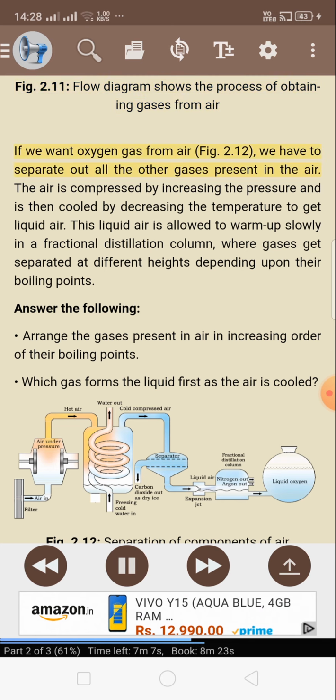If we want oxygen gas from air, Figure 2.12, we have to separate out all the other gases present in the air. The air is compressed by increasing the pressure and is then cooled by decreasing the temperature to get liquid air. This liquid air is allowed to warm up slowly in a fractional distillation column, where gases get separated at different heights depending upon the boiling points.